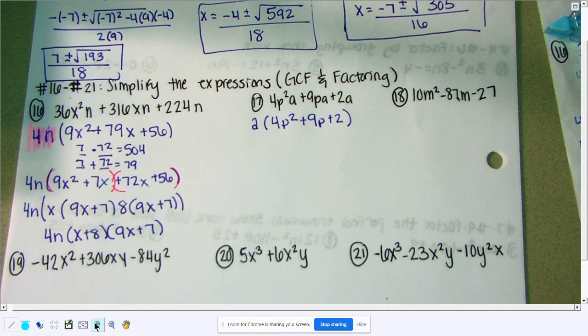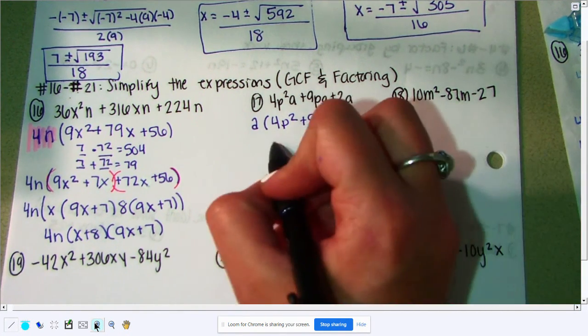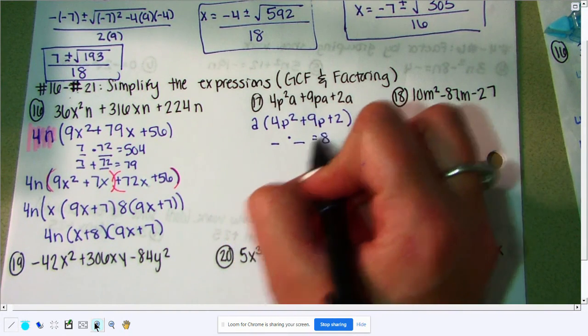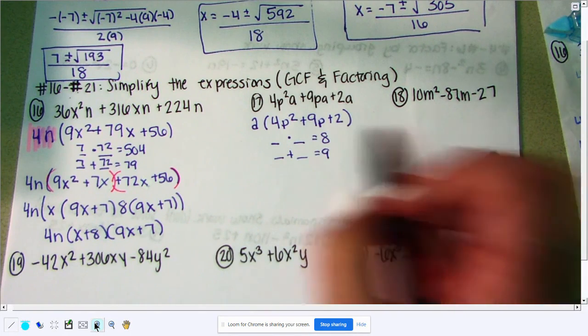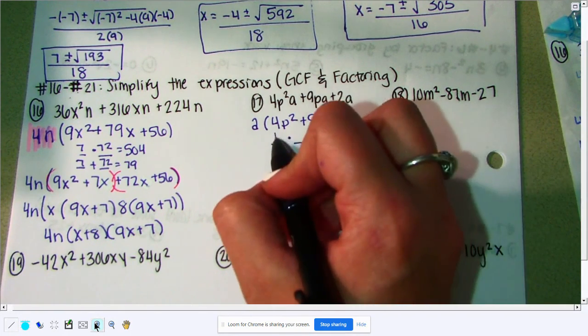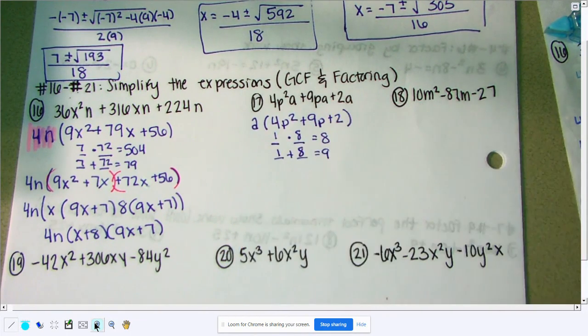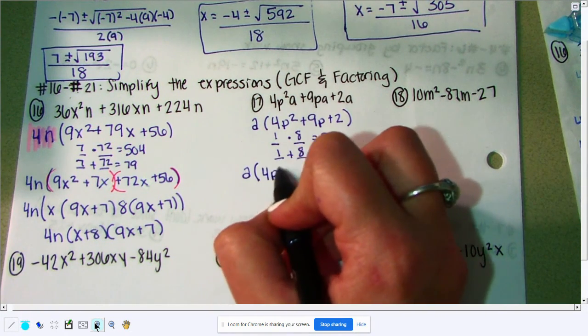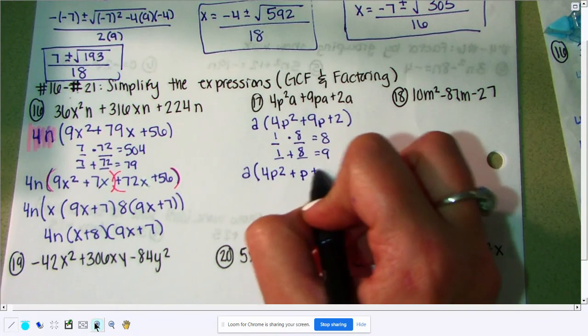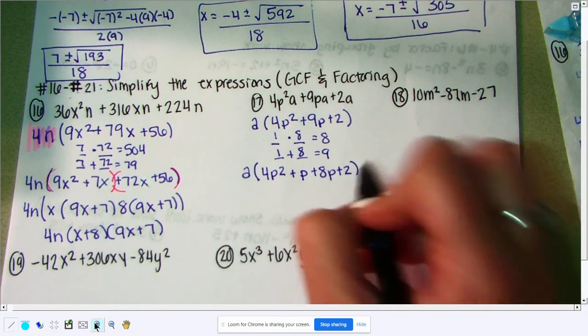Basic factoring from here. I'm going to ignore a until the end. It's just along for the ride. 2 numbers that multiply to equal 8. Those same 2 numbers must add to equal 9. Okay, well, going through my list, 1 and 8 will definitely add to 9, and they will also multiply to 8. So I get a parenthesis, 4p squared plus p plus 8p plus 2.